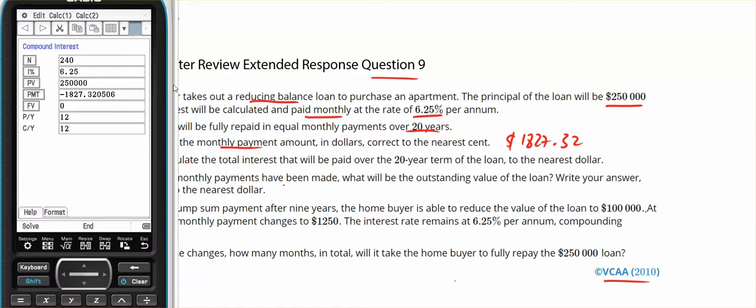Calculate the total interest paid over the 20-year term to the nearest dollar. The total interest paid for the loan is equal to the total paid for the loan minus the principal. For the total paid, you can use the boxes to calculate. I'm going to get rid of the negative and multiply this by 240, because that's how many months we need to pay the payments. So the payment amount multiplied by 240, the number of payments, and you subtract the principal from that.